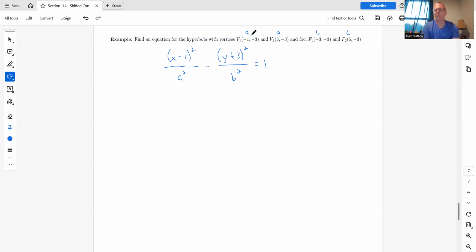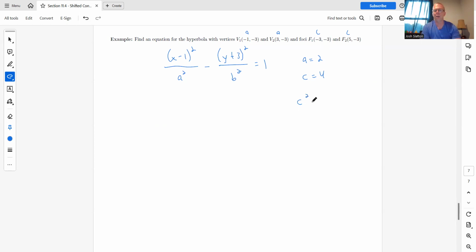So the distance between these two vertices is 4. So that would mean that A is half of that, which is 2. So A equals 2. We can do the same thing with C. The midpoint between -5 and 3 would be 1. Or we could say that the distance between -5 and 3 is 8. So halfway would be 4. That's really what we're interested in.